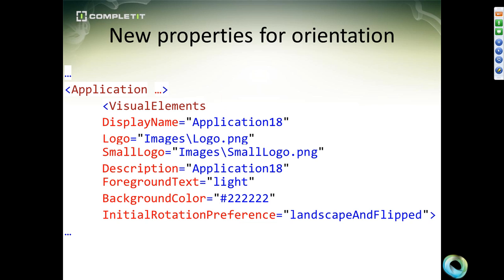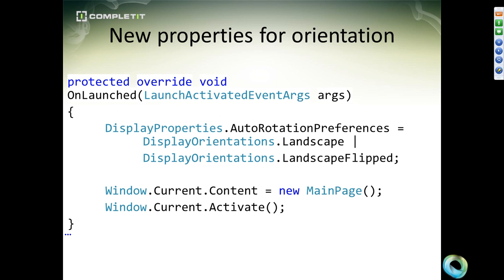Now, if you want to specify that your application should only run in a particular orientation, you can't do that at this point from the manifest. You can do it from code in the onLaunched. In the onLaunched, you can specify your auto-rotation preferences to be landscape or landscape flipped in this case. So this one specifies that it will rotate if you rotate the device 180 degrees, but it will not go into portrait mode. That's what we're saying here.